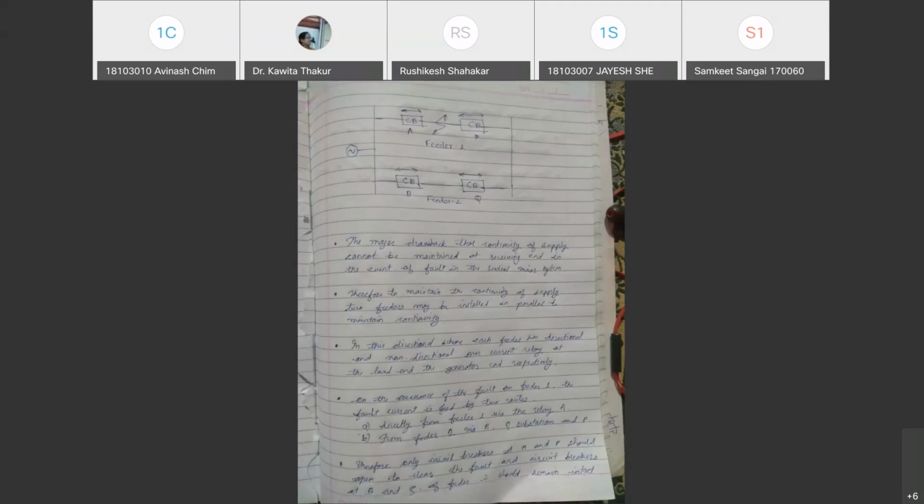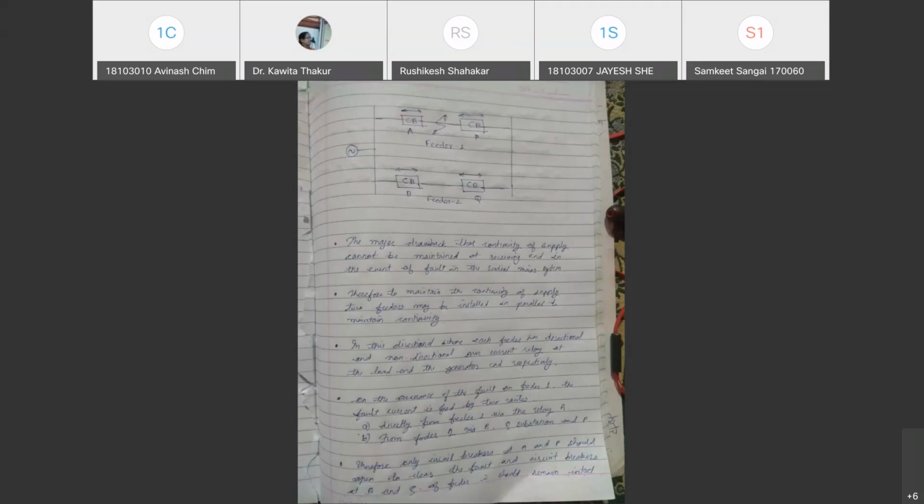It is the one which overcomes the disadvantage of the radial feeders, which is the drawback that continuity of the supply cannot be maintained at the receiving end in the event of a fault. Therefore, to overcome that drawback, the feeders may be installed in parallel to maintain the continuity of the supply. The figure shown in the screen sharing shows the two feeders connected in parallel between the generating station and the substation.